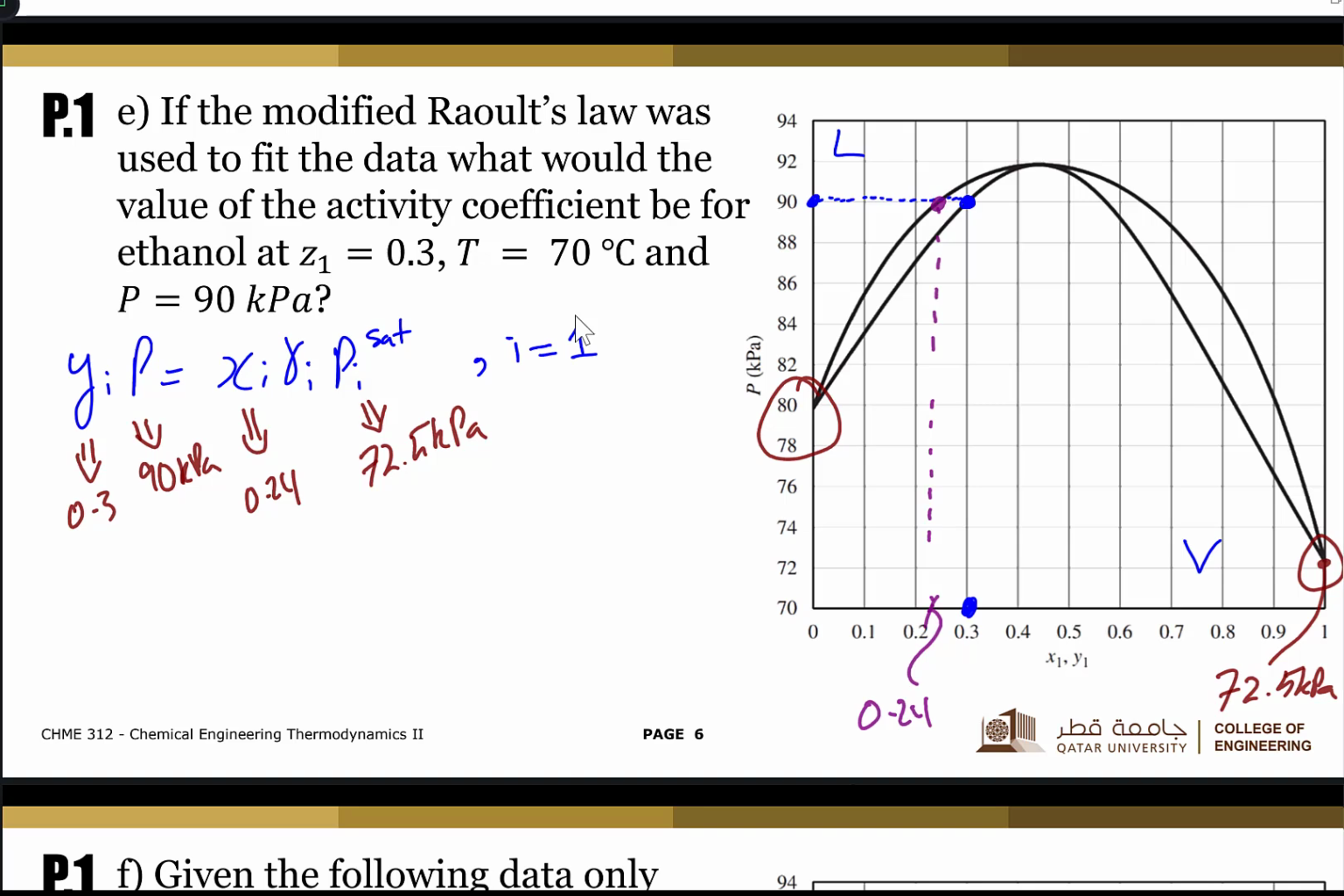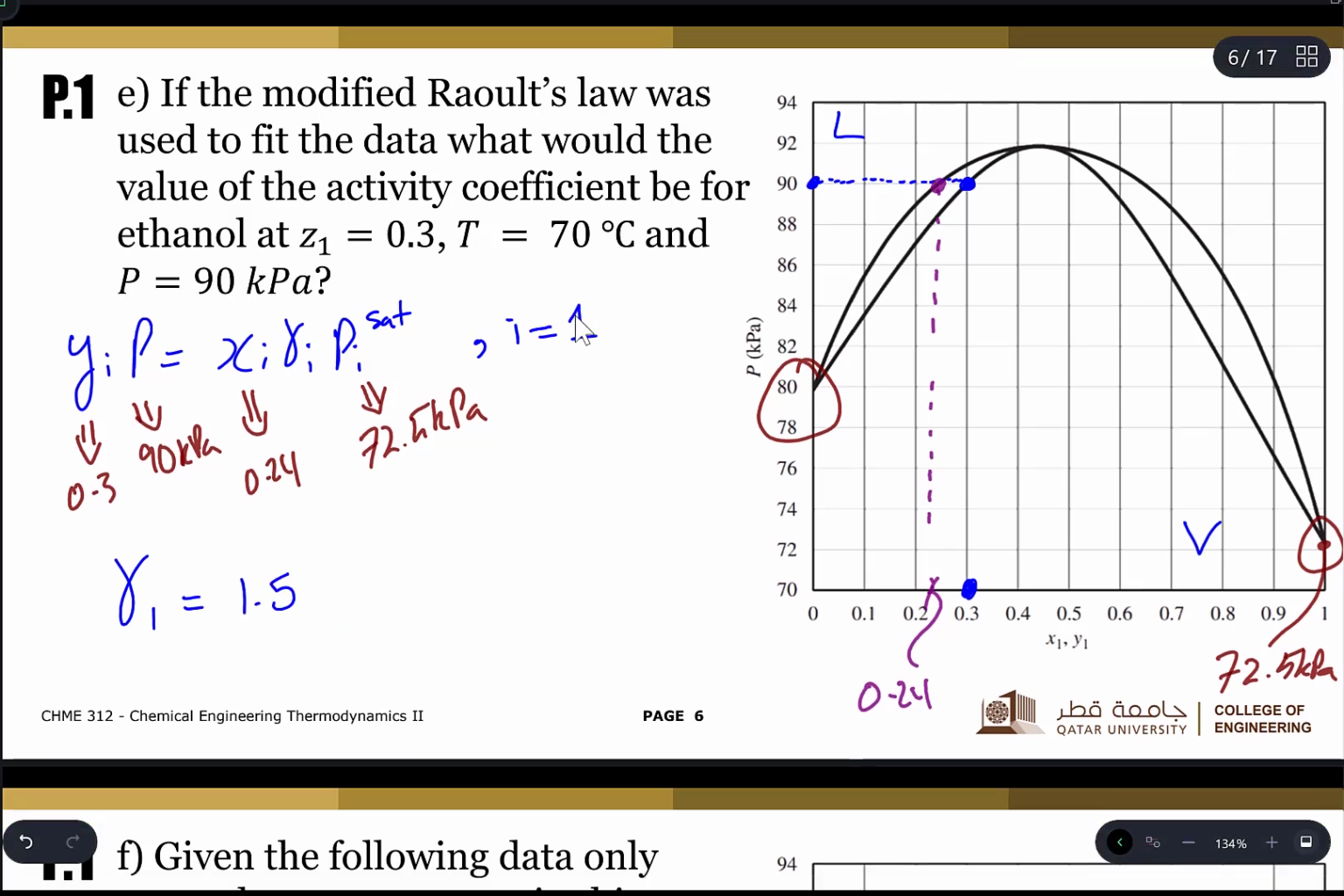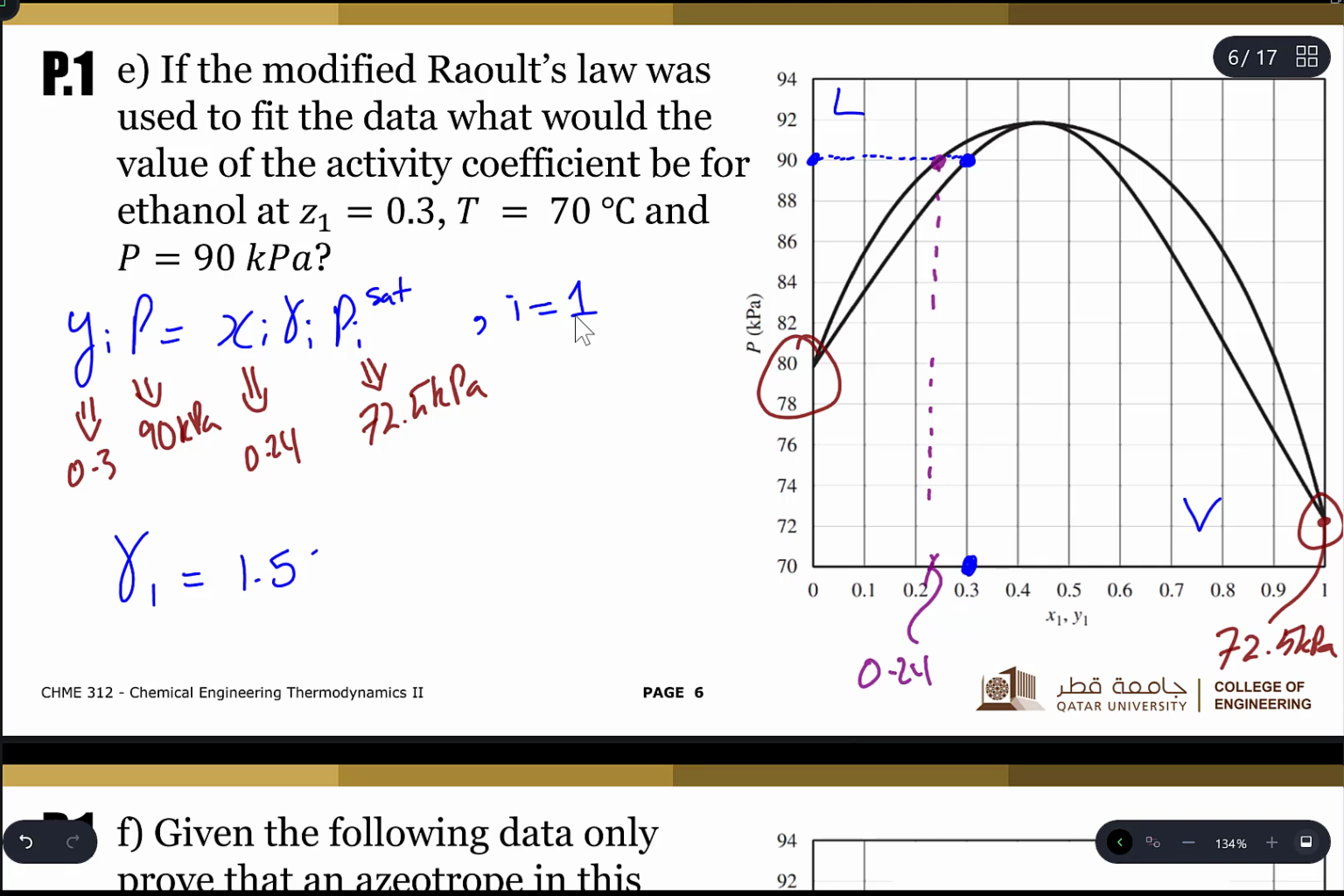What do I do? Rearrange, solve for the activity coefficient, because that's what I'm trying to fit. I'm trying to fit this equation to this system at this composition. So then, gamma 1 is going to equal 1.55. All right? So that's the answer for this question.